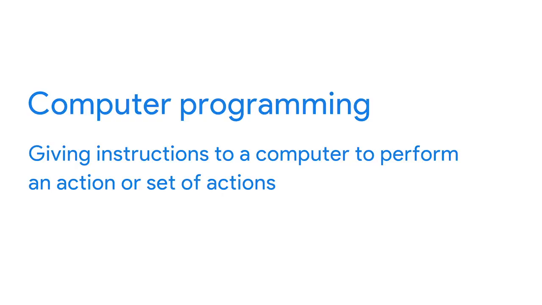Okay, let's talk about computer programming. Computer programming refers to giving instructions to a computer to perform an action or set of actions. You can use different programming languages to write these instructions. You might choose a specific language based on the project you want to pursue or the problem you want to solve. The R programming language is super useful for organizing, cleaning, and analyzing data.